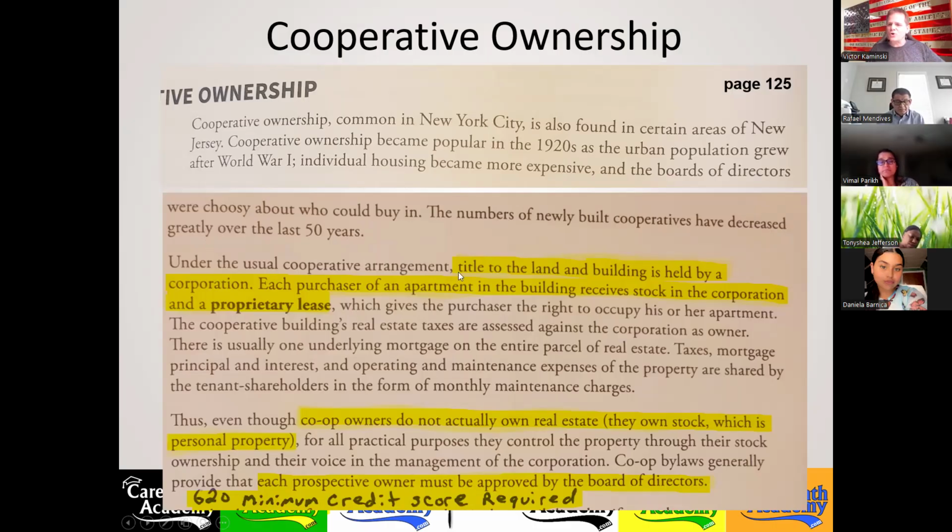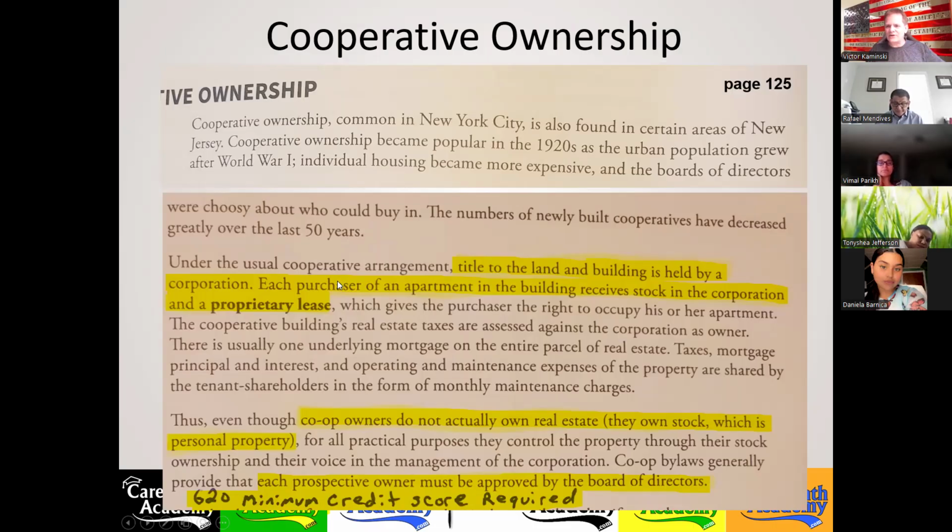Under the usual cooperative agreement, title to the land and the building is held by the corporation. So when you own a co-op, you do not own real estate. The corporation owns the real estate. You're buying stock in the corporation that owns the real estate, and then they give you a proprietary lease to occupy the space that you're going to be living in.